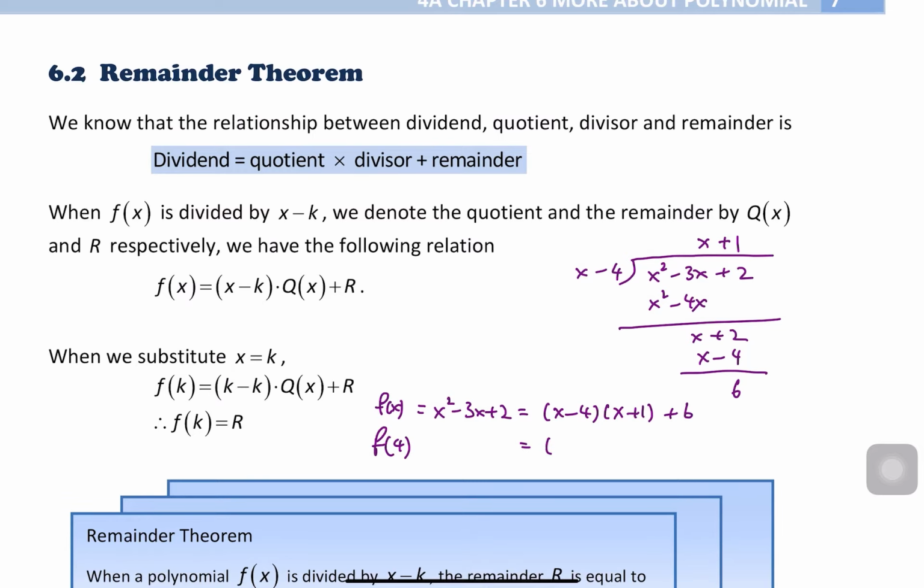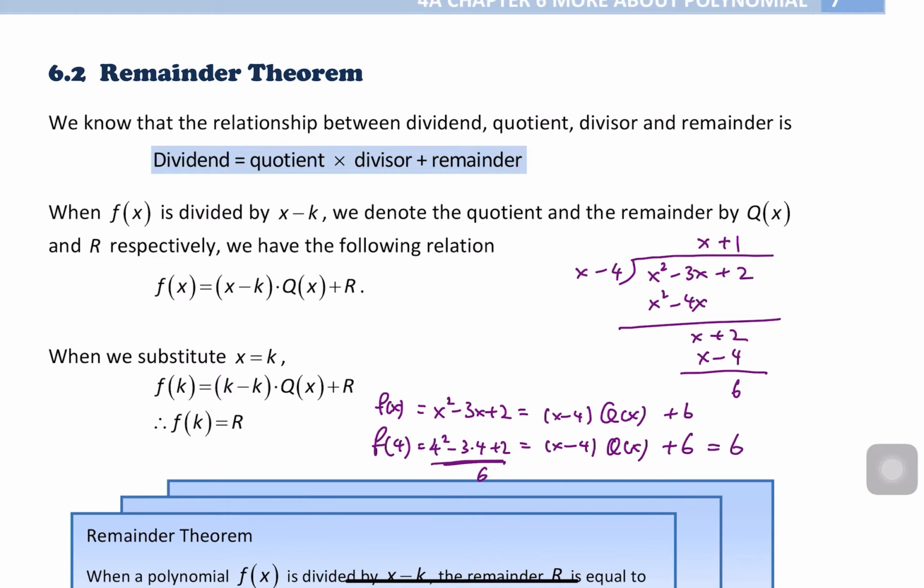If x is equal to 4, this is 4 minus 4 times 4 plus 1. This term is equal to 0. So this is equal to 6. That means if I do not know the quotient, and I only want to find the remainder, what can we do? I can substitute 4 into the function. This term is equal to 6. This is the shortcut method to finding the remainder.